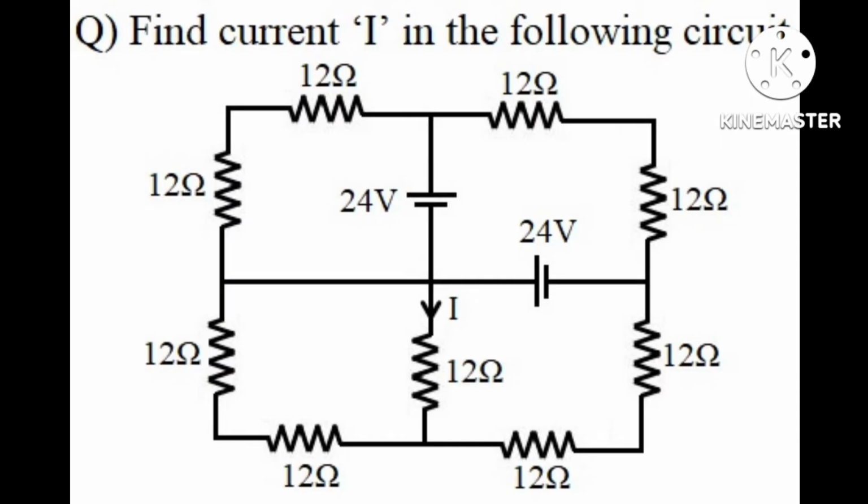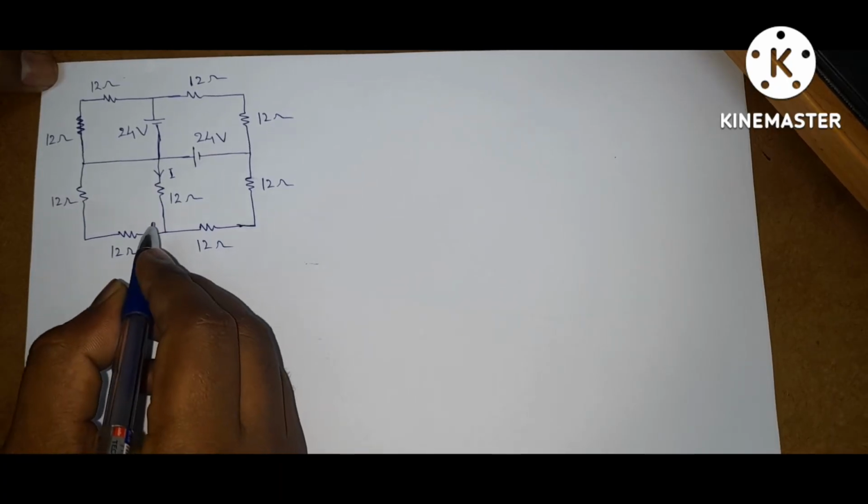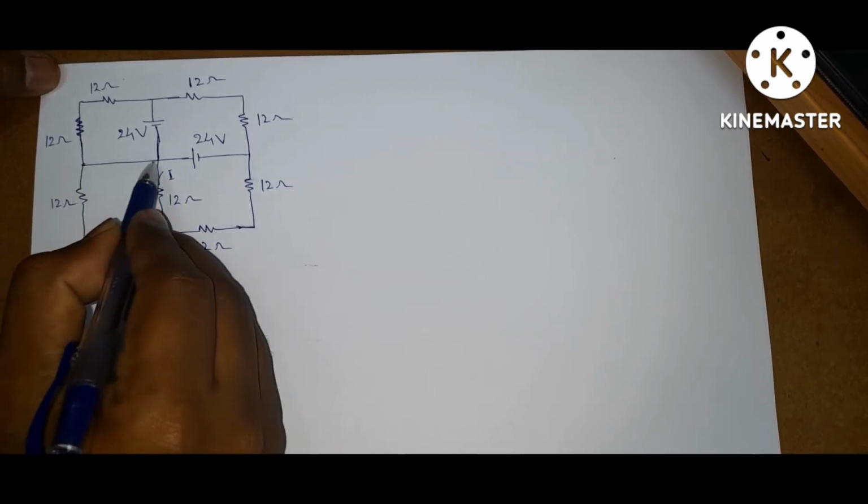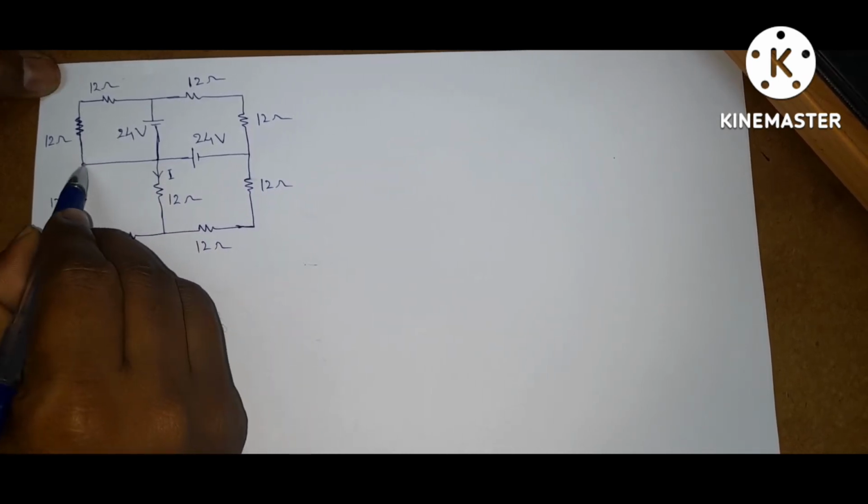Next question. Find current I in the following circuit. This is the given circuit. If you observe here, this node and this node are short circuited. That means these are at the same potential.